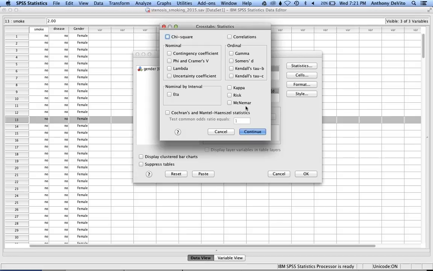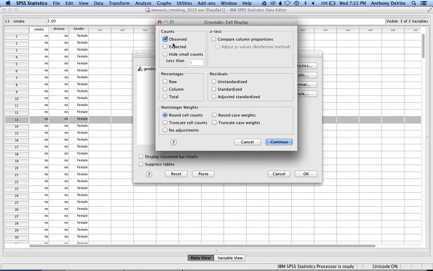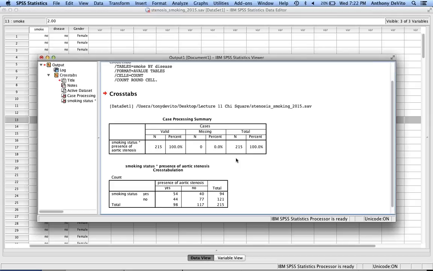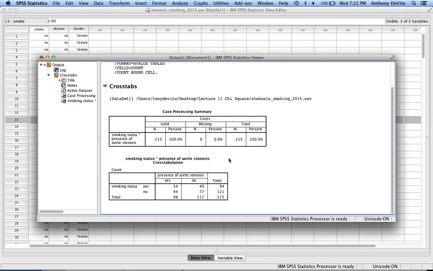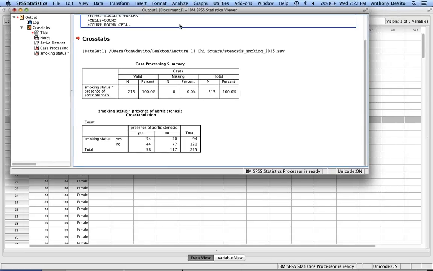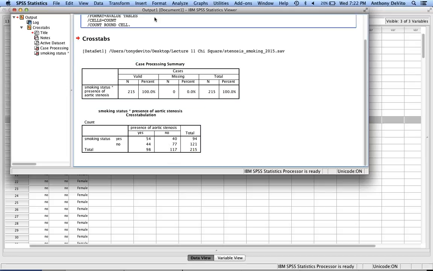So right now, there are no statistics checked off to be done. In cells, the only thing checked off is observed values. So I'm going to say continue, then okay, and SPSS will bring up the output window. Smoking status, okay, 54, 40, 94. This is the same data that we were looking at before. I guess it was 215 before, right? This is the same table.